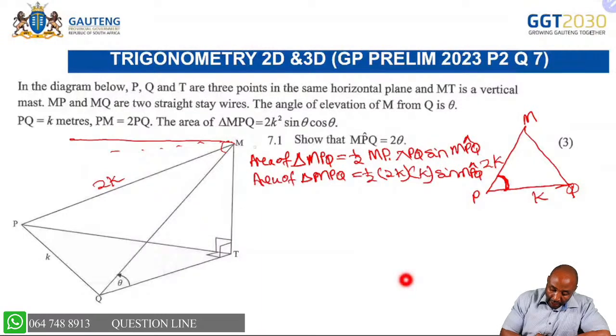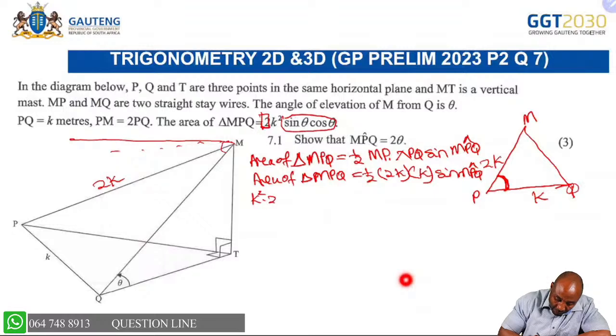On the other side, I can substitute. If I look at the area there, I have 2 and I have sine theta cos theta. I can write this as K squared times 2 sine theta cos theta is equal to, this will give me 2 and 2 will cancel. I have K squared sine MPQ like that.